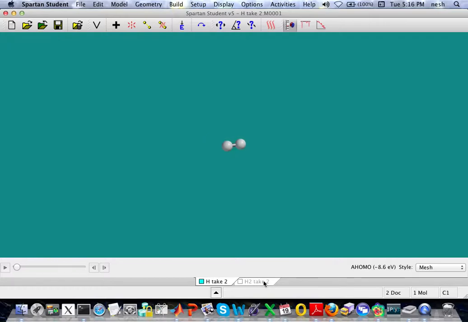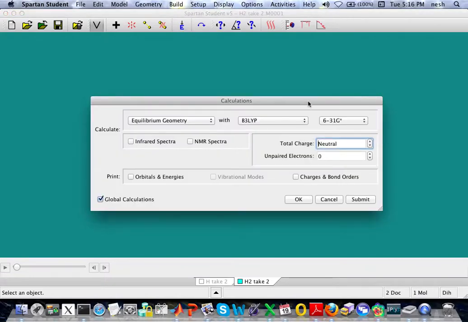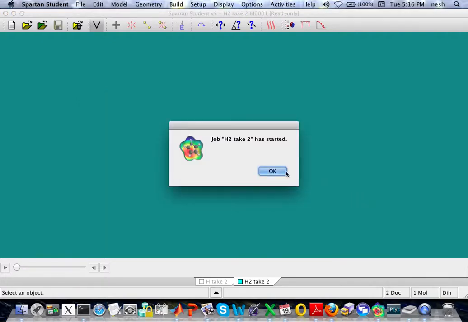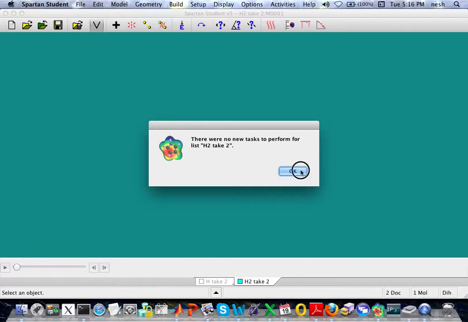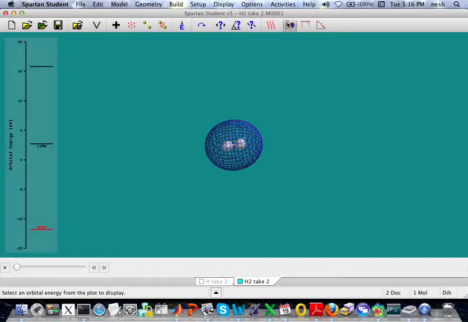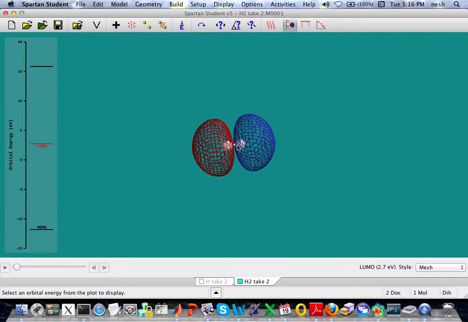Now, how about H2? I'm going to do the same thing. Of course, you'll do the same calculations. B3LYP, neutral. Of course, in this case, you'll want no unpaired electrons. And there we go, and I'm done. And once again, we go up to that ladder there. Here's the lowest energy, and as you can see, that's minus 11.8 electron volts. And the next one up there is this other cool orbital, and that's at 2.7 electron volts.